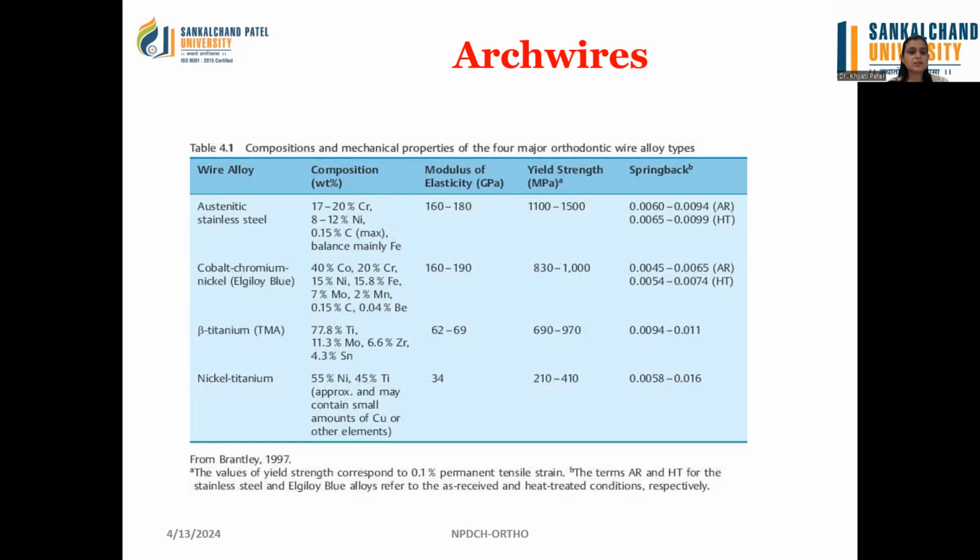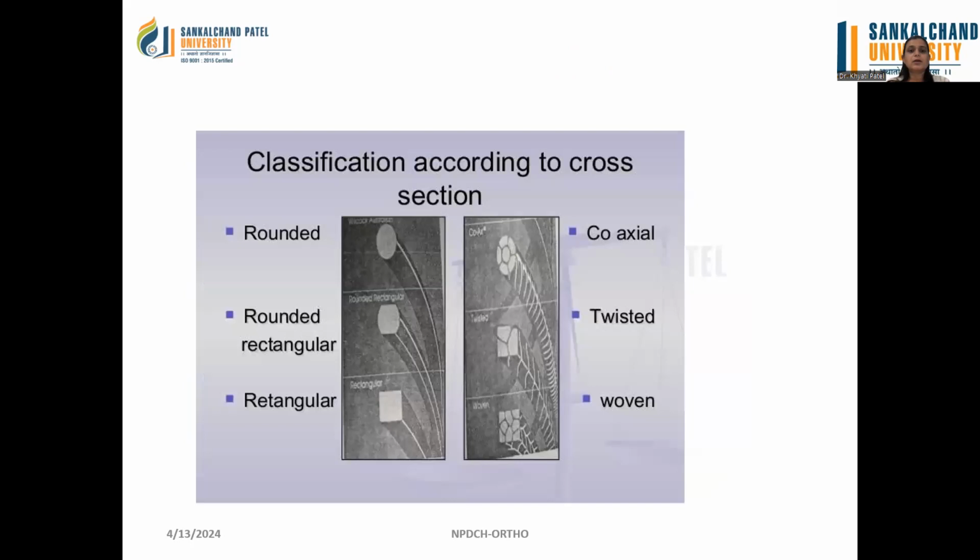Now the last one is the nickel titanium wire, which is 55% nickel and 45% titanium. We use this wire in the initial phase when there is crowding in the patient, when there is rotation, so we can fully engage it because it has the highest springiness.